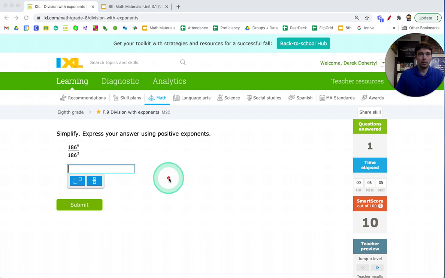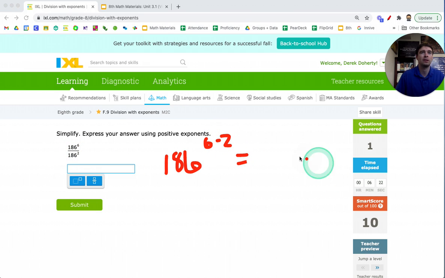Now, some other examples that we see here. 186 raised to the power of 6 divided by 2 copies of that same base. I can simplify this. I don't have to write out all those 186's and cancel them out. I can just do 6 minus 2. The numerator, 6 copies, is going to lose 2 of those copies when divided by the same base, and that's going to be down to just 4 copies when I do 6 minus 2. So again, using that numerator minus denominator exponent rule in order to simplify division of the same base.